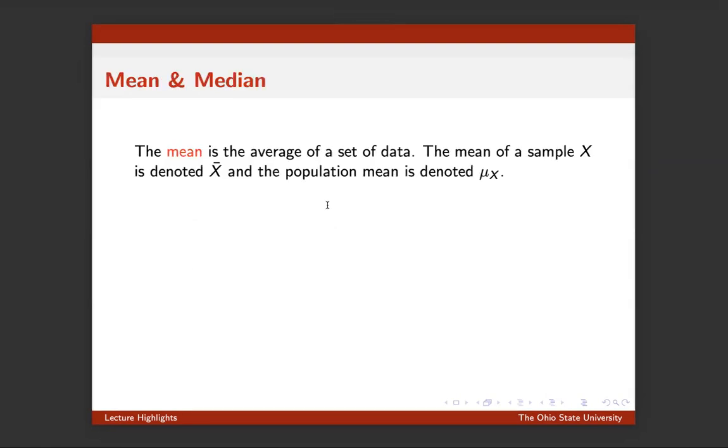So, to begin, the mean is just the average of a set of data. Say we have a sample X, then the mean of that sample would be noted as X bar. And then the population mean is denoted mu sub X. So basically the mu is denoting the mean and X is just saying the mean of this set of things.